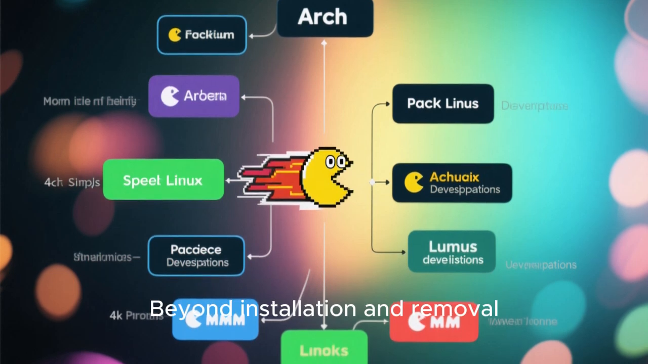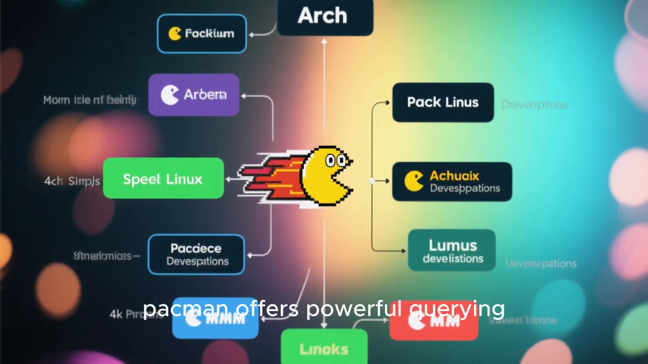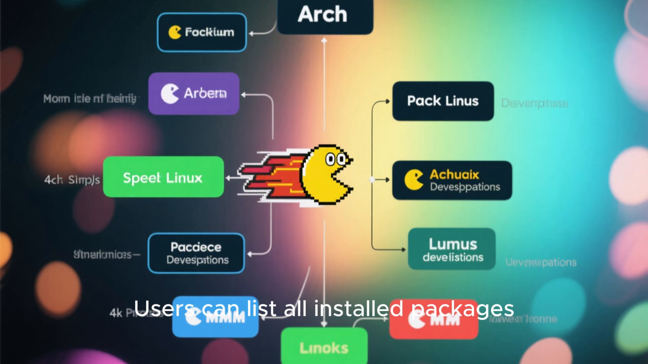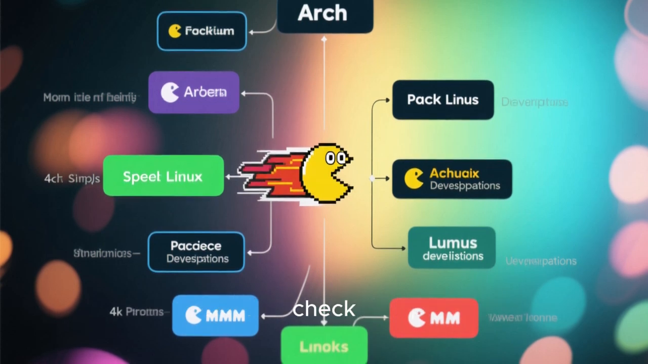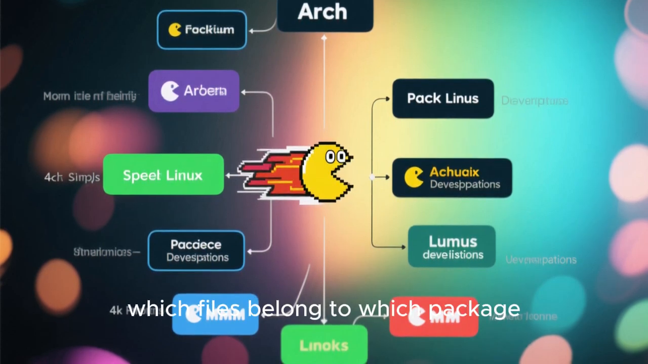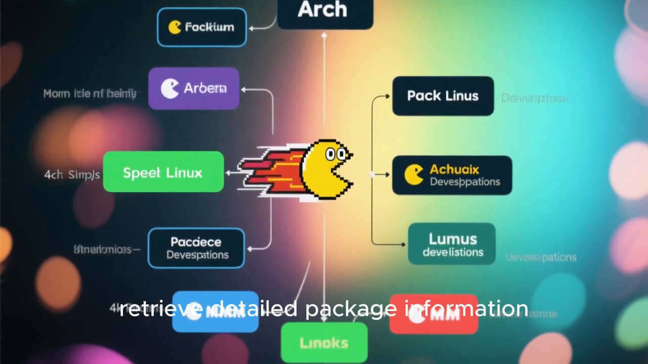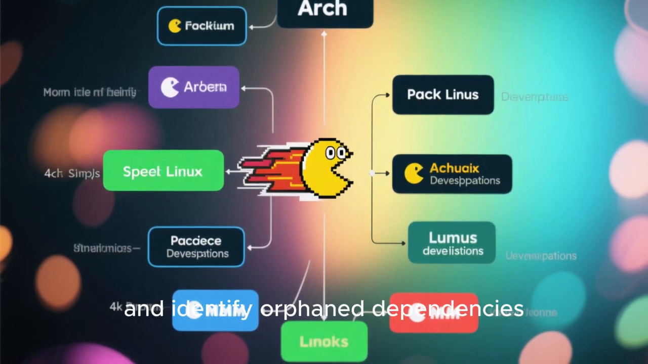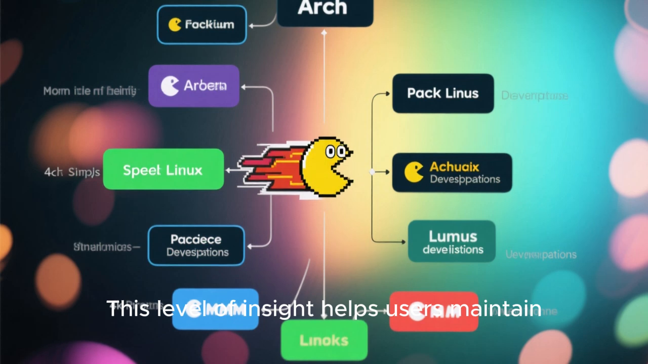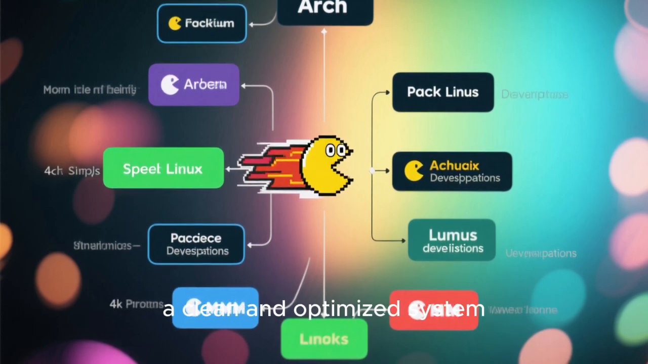Beyond installation and removal, Pacman offers powerful querying capabilities. Users can list all installed packages, check which files belong to which package, view package changelogs, retrieve detailed package information, and identify orphan dependencies. This level of insight helps users maintain a clean and optimized system.